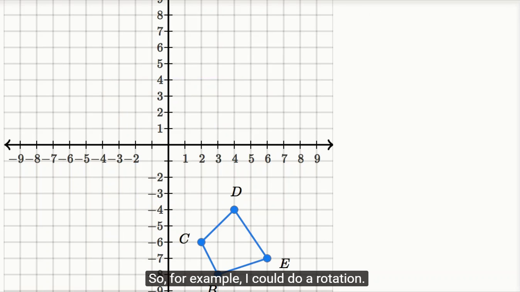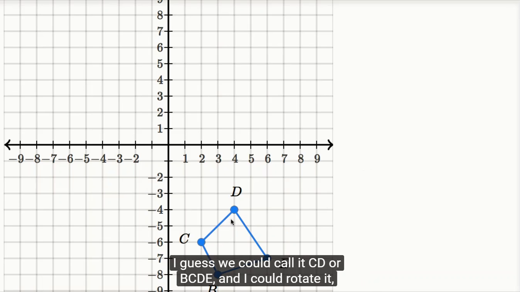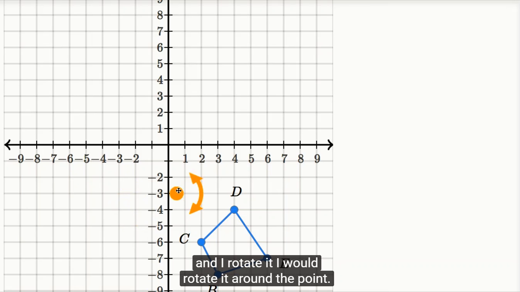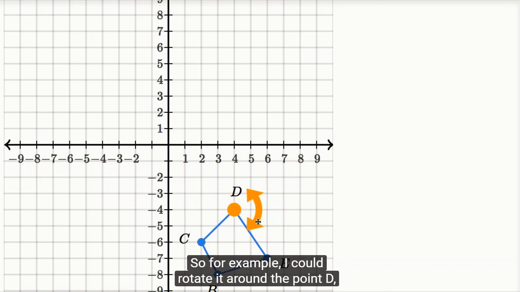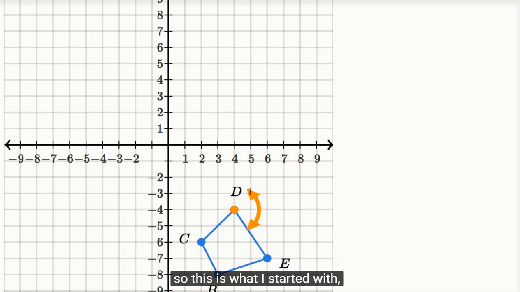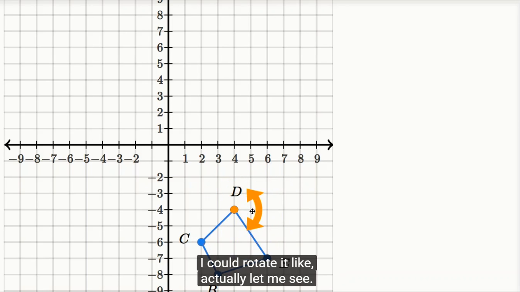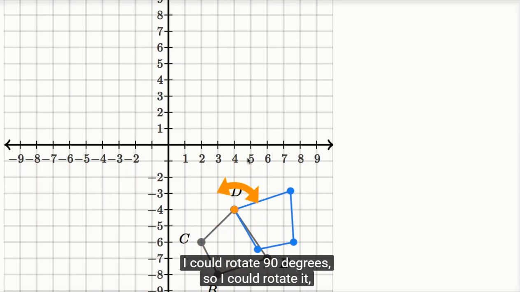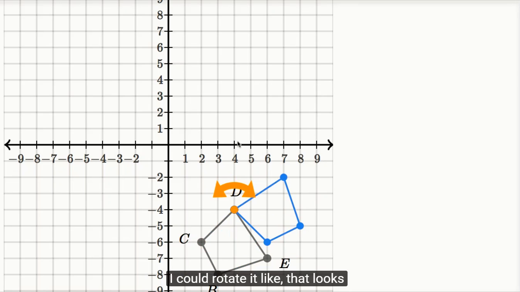So, for example, I could do a rotation. So I have another set of points here that's represented by quadrilateral, I guess we could call it BCDE, and I could rotate it. And I would rotate it around a point. So for example, I could rotate it around the point D. So this is what I start with. If I start like this, I could rotate it 90 degrees. Like, that looks pretty close to a 90-degree rotation.